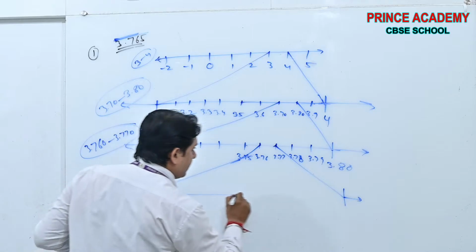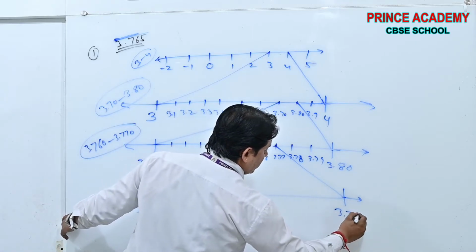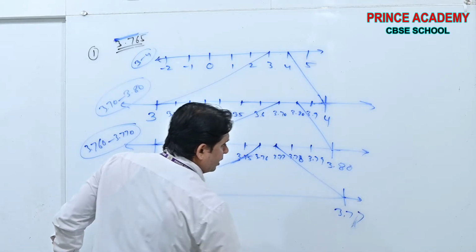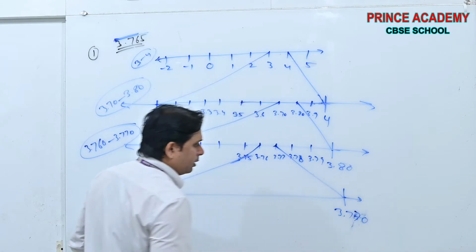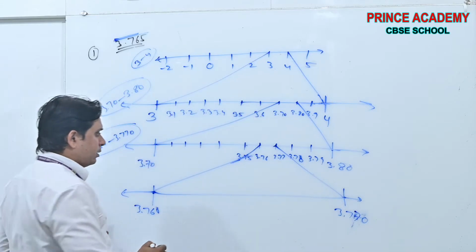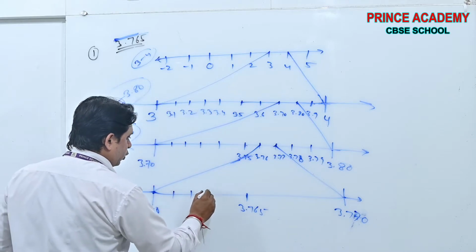Okay, now see, what is this? 3.76? This is 3.70, oh sorry, 3.77. Put a 0 to make it look like 3.760. Now what is the midpoint of this? 3.765. 1, 2, 3, 4, 5.